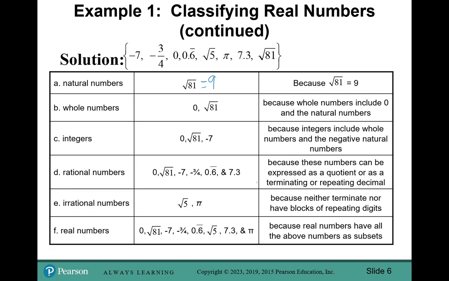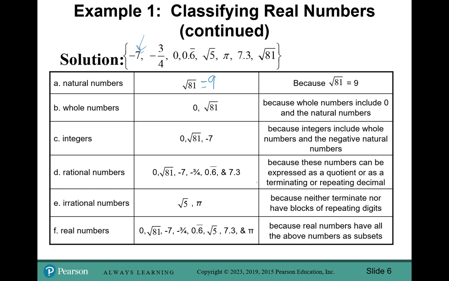Now, integers are both positive and negative whole numbers and 0. So what we're looking at here for integers is the 0, the square root of 81, everything included in the previous set because those are subsets of the integers, and also this negative integer here, -7. Okay, got to be sure to include it. Because integers include whole numbers and negative natural numbers, we include 0, square root of 81, and -7.